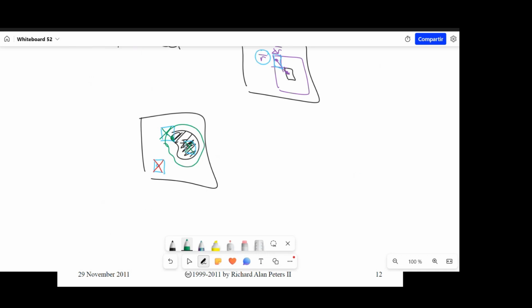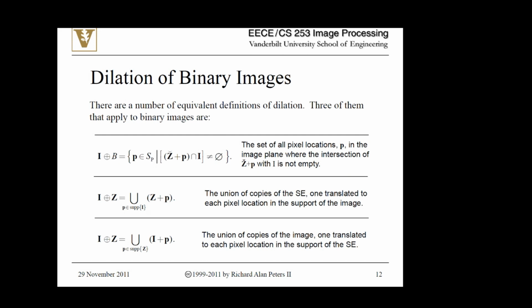So this is one definition of the operation. It can be shown that it can be computed as the union for all the points in the support of E plus Z. So B plus Z was Z. Now we are gathering many sets into this union.